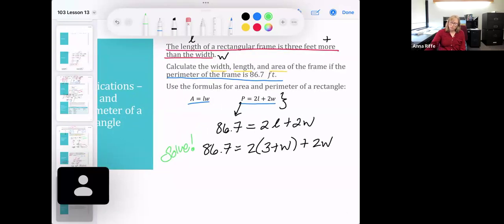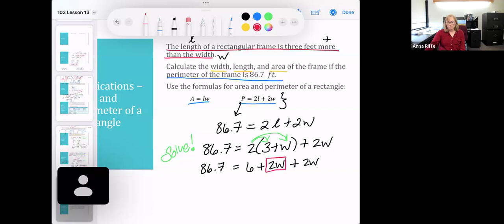I'm going to focus on parentheses first. 2 times 3, 2 times W. 86.7 is still on the left. 2 times 3 is 6. 2 times W is 2W. I don't multiply it by that extra 2W because that extra 2W is not in the parentheses. So I've taken care of my parentheses.